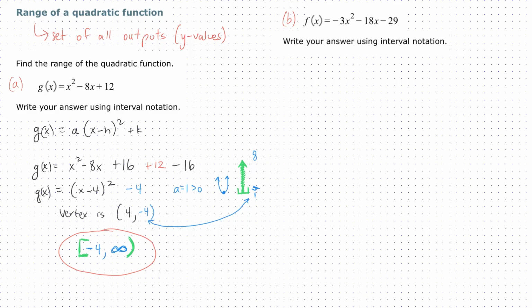Go ahead and try to do part B on your own. Remember, for part B, you're completing the square. You could pause the video and then unpause it to check your answer.